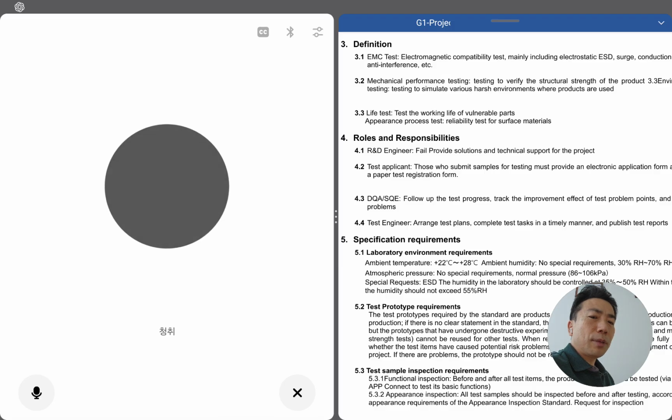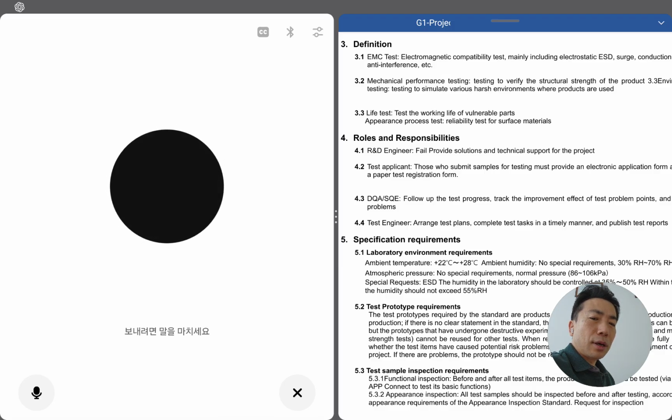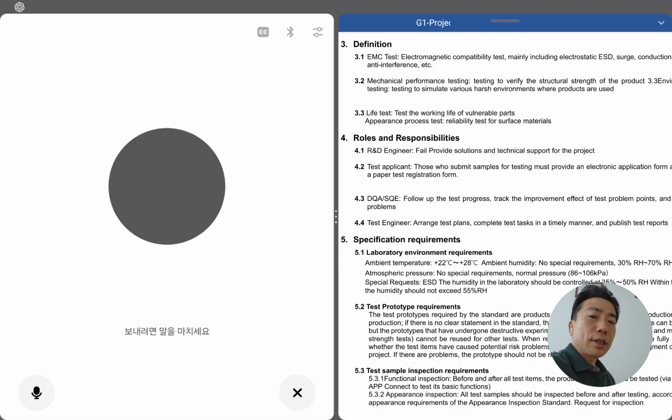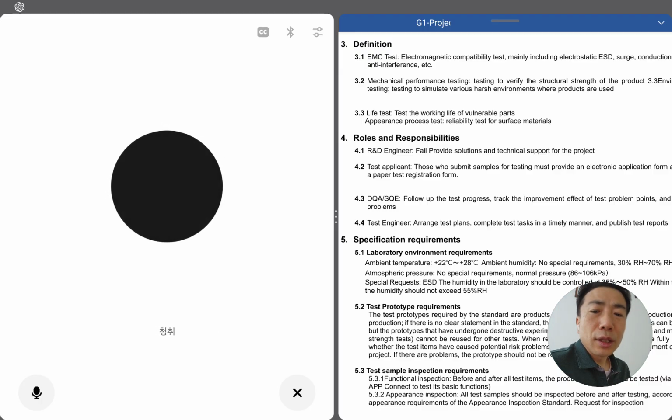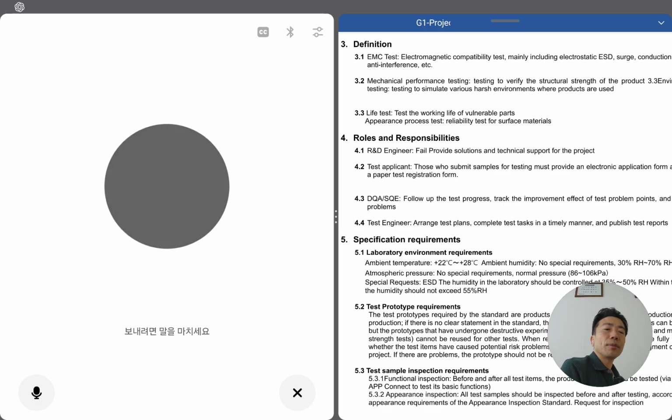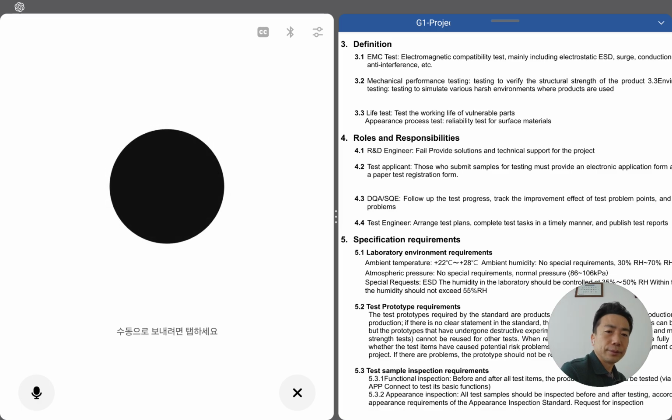Okay, the way I see it, you seem a little confused. How about this one? The way I see it, you seem a little bit confused.